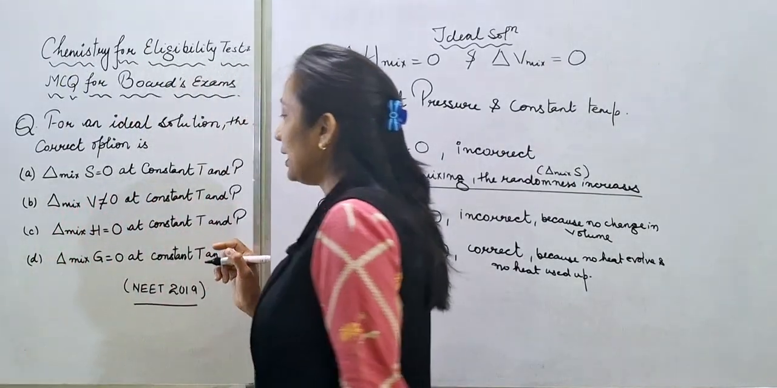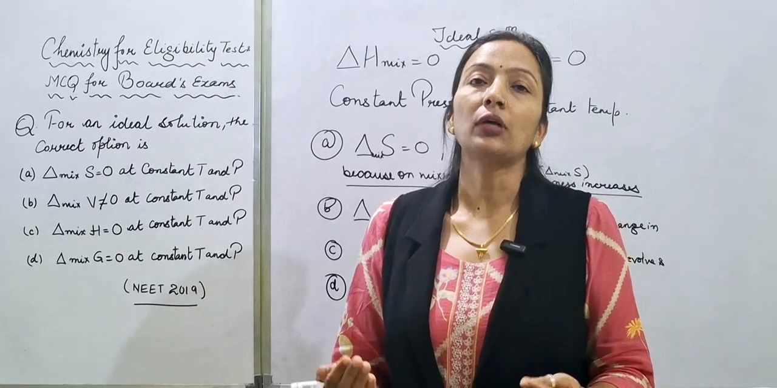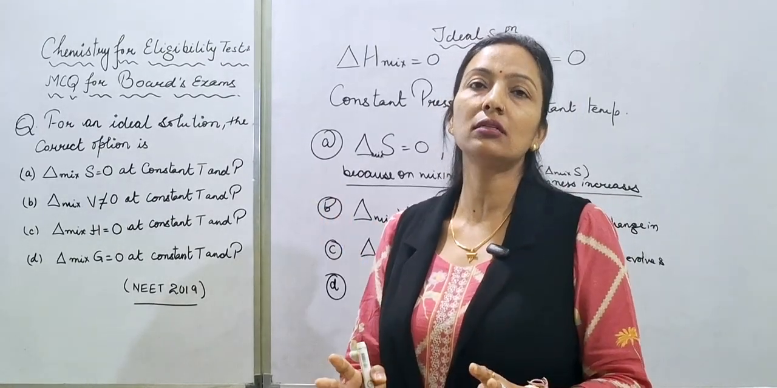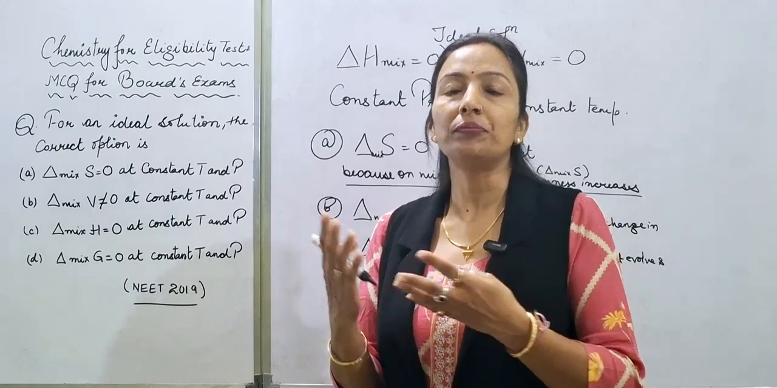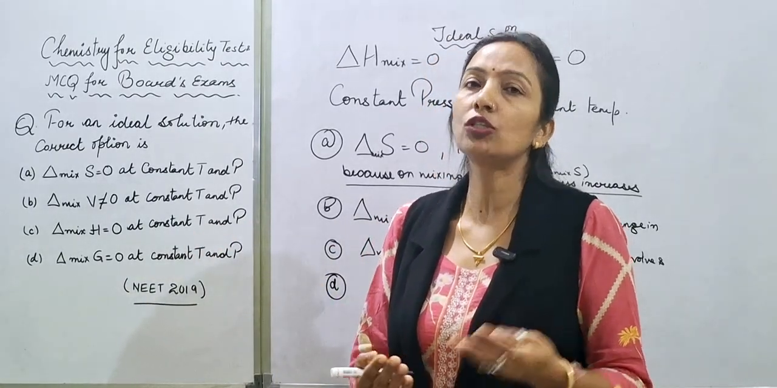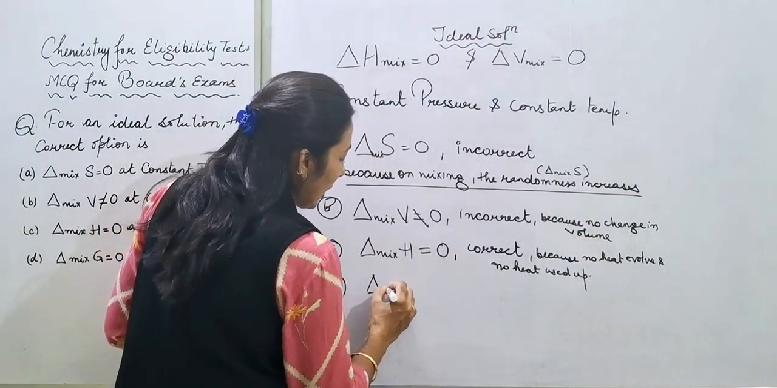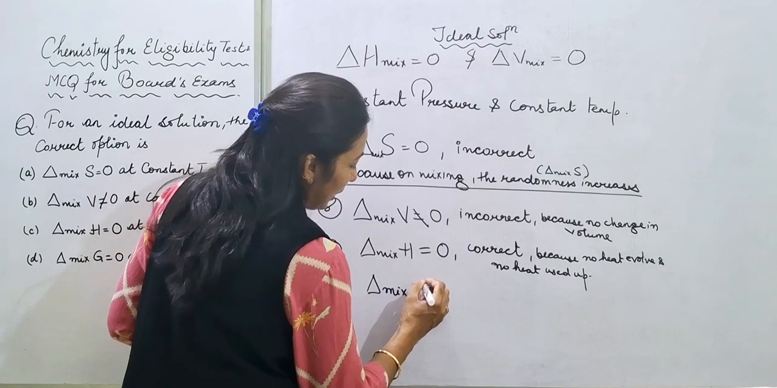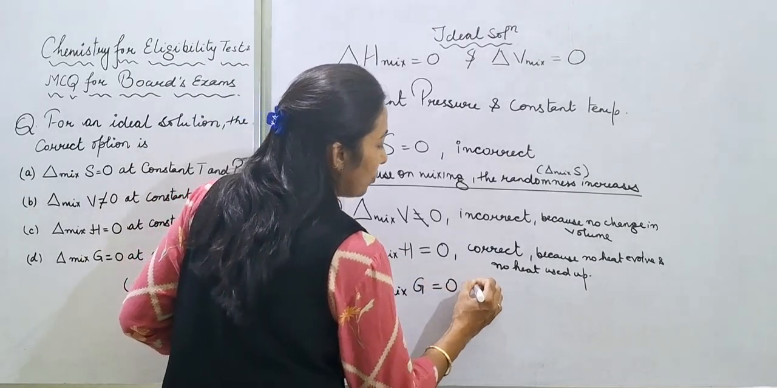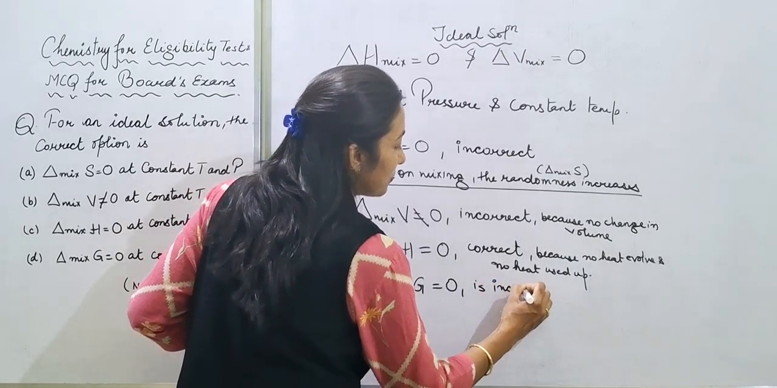And the option D is the change in Gibbs free energy equal to zero, which is getting decreased. The change in Gibbs free energy should get increased, not equal to zero. So option D, that is the change in enthalpy of Gibbs free energy equal to zero, is also incorrect. Why is it incorrect?